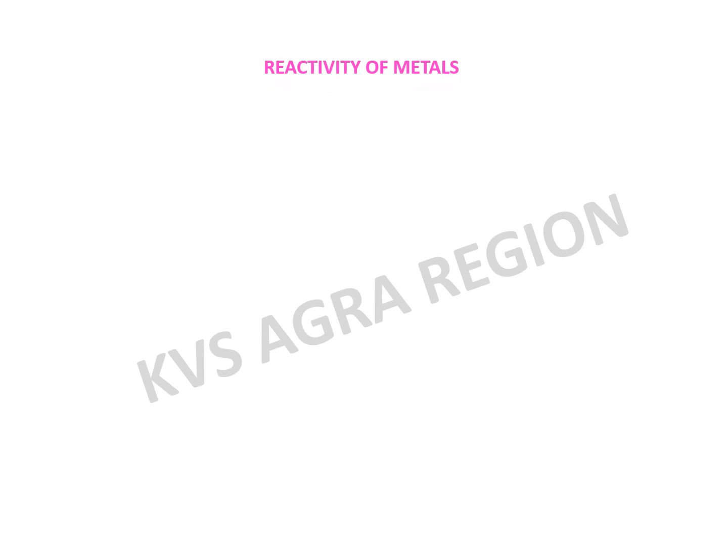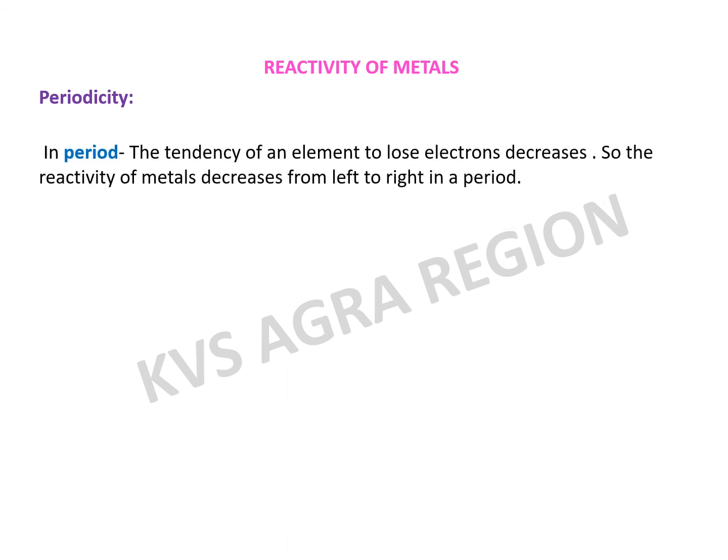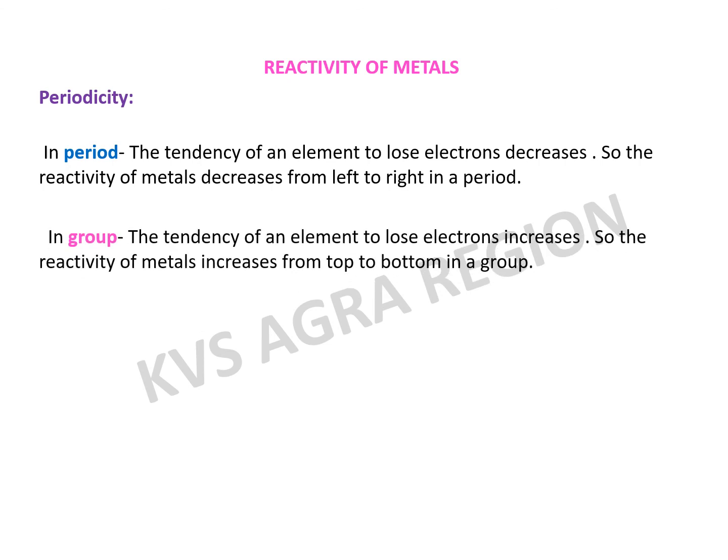Reactivity of metals. As already discussed, the metallic character increases down the group and decreases across the period on moving from left to right. Periodicity of reactivity of metals. In a period, the tendency of an element to lose electrons decreases. So, the reactivity of metals decreases from left to right in a period, whereas in a group, the tendency of an element to lose electrons increases. So, the reactivity of metals increases from top to bottom in a group.